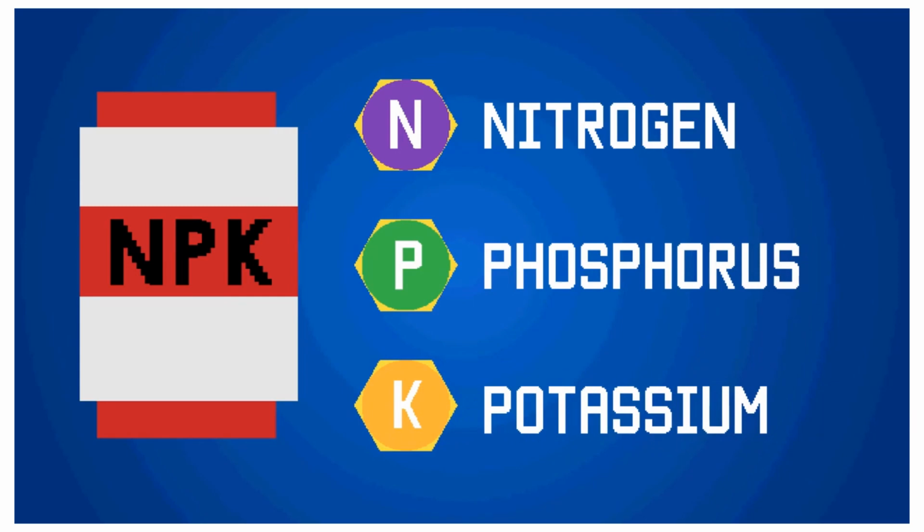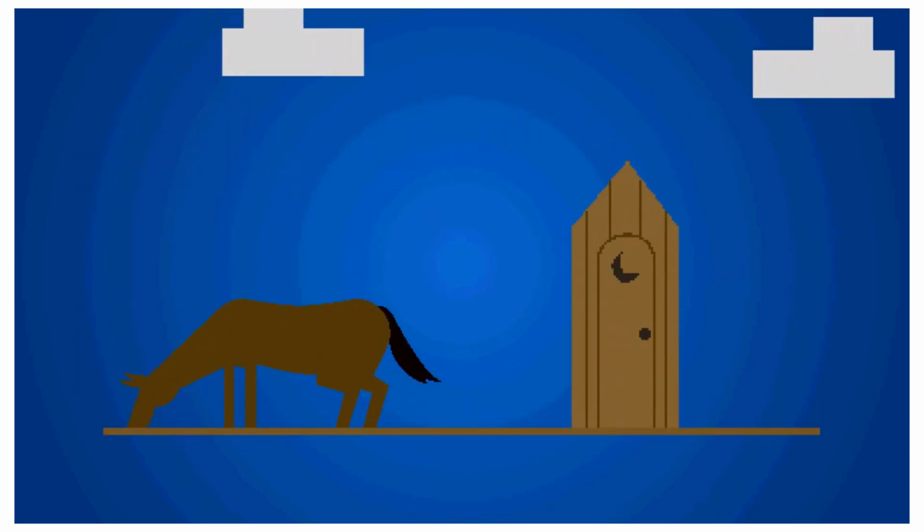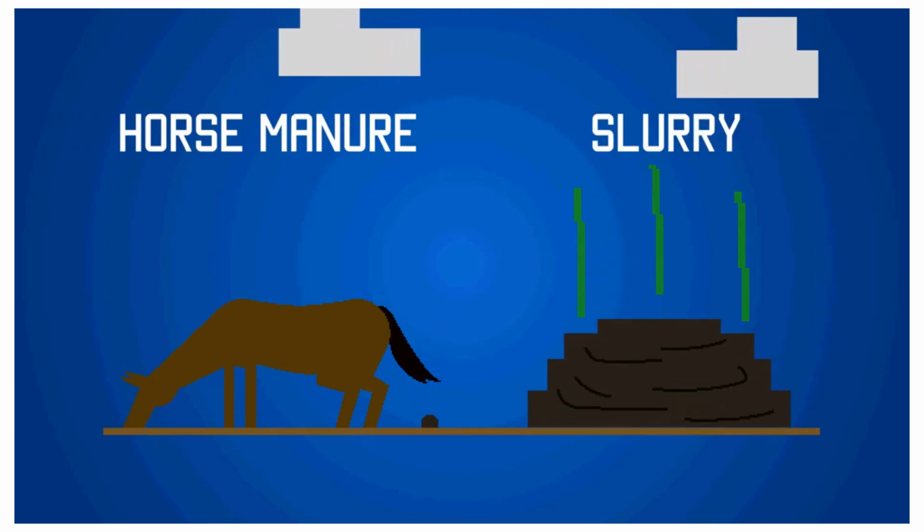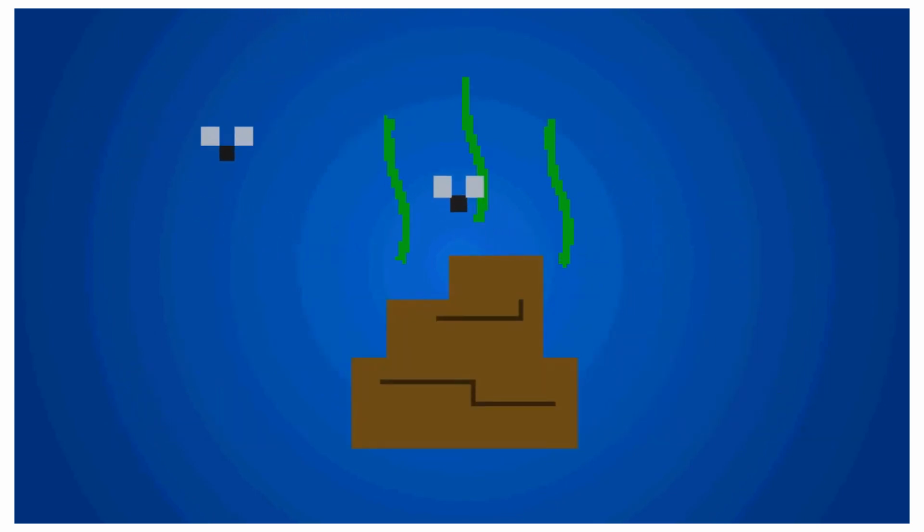Natural fertilizers may include human or animal waste, like horse manure or slurry from cattle farms. The feces and urine contain many of the nutrients needed for growth.